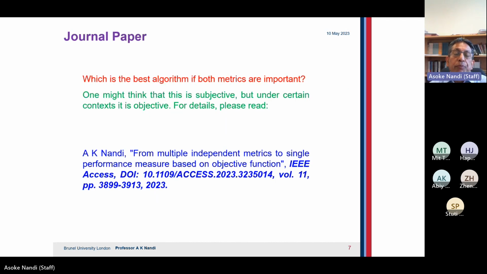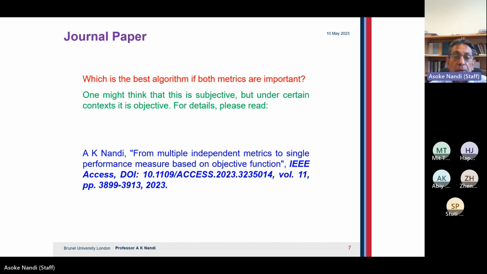So we talked about which is the best algorithm if both metrics are important. Now, one might think that this is subjective, because you got two different metrics, they give different answers, so, well, it is subjective. But what is surprising, at least it was surprising to me, and it's never been done before, is that under certain context, this, which seems to be subjective, is actually an objective measure. You can actually prove which is the best. And I'll show you. And whatever I'm going to tell you today, you can find out in this paper.